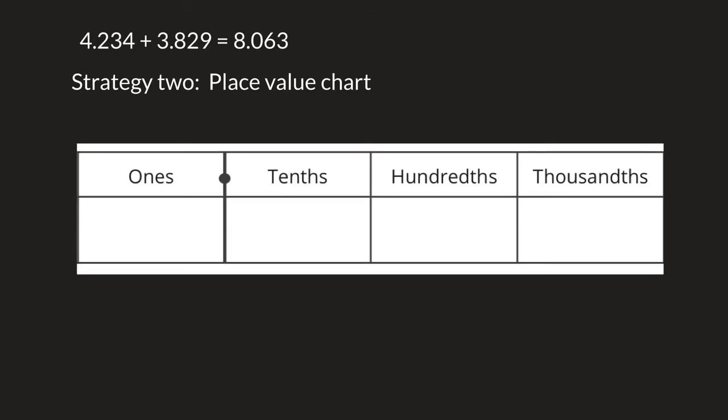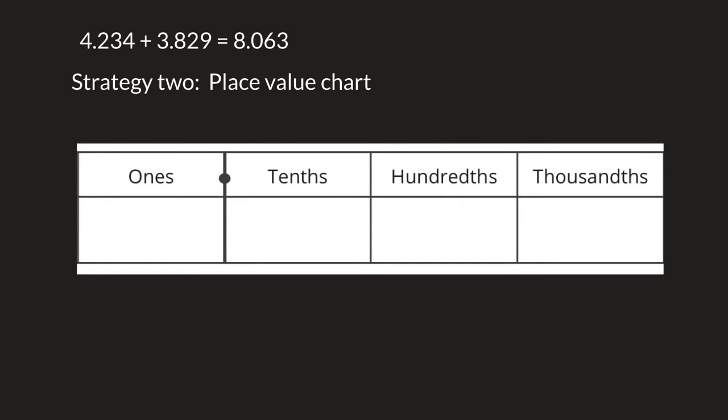All right, let's move on to the second strategy. We're going to use a place value chart to do the addition of 4.234 and 3.829. Now, where can we get a place value chart? How about this? There we go. There's our place value chart.